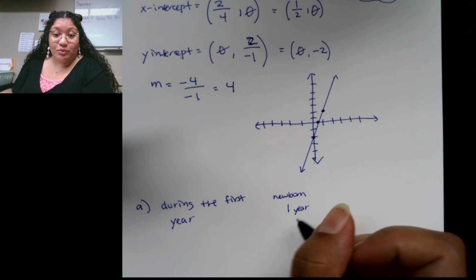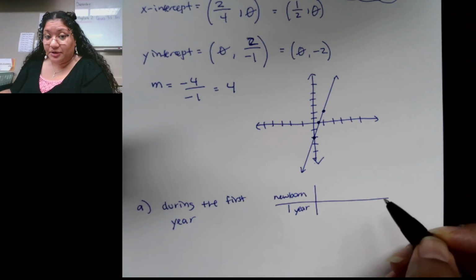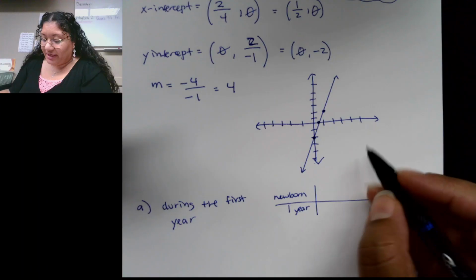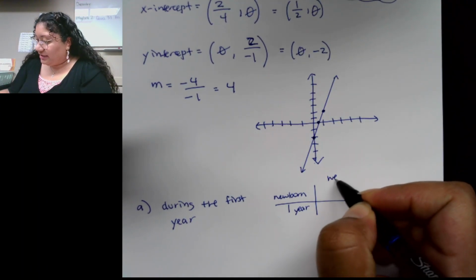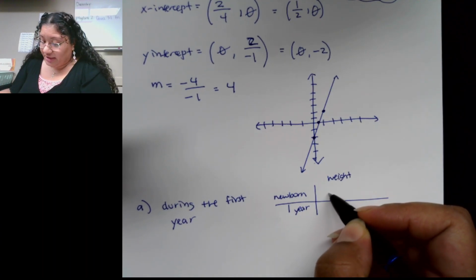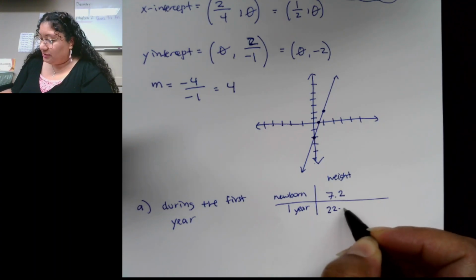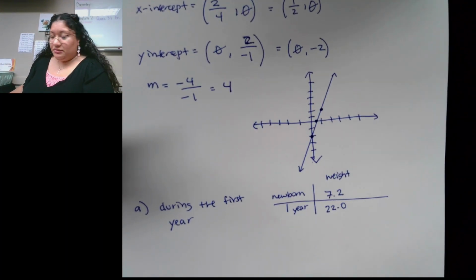Because when you're at 1, you're not exactly comparing from 0 to 1. You're just doing 1. So I need both. And then the weight for this time was 7.2 for newborn and 22 for the 1-year-old.